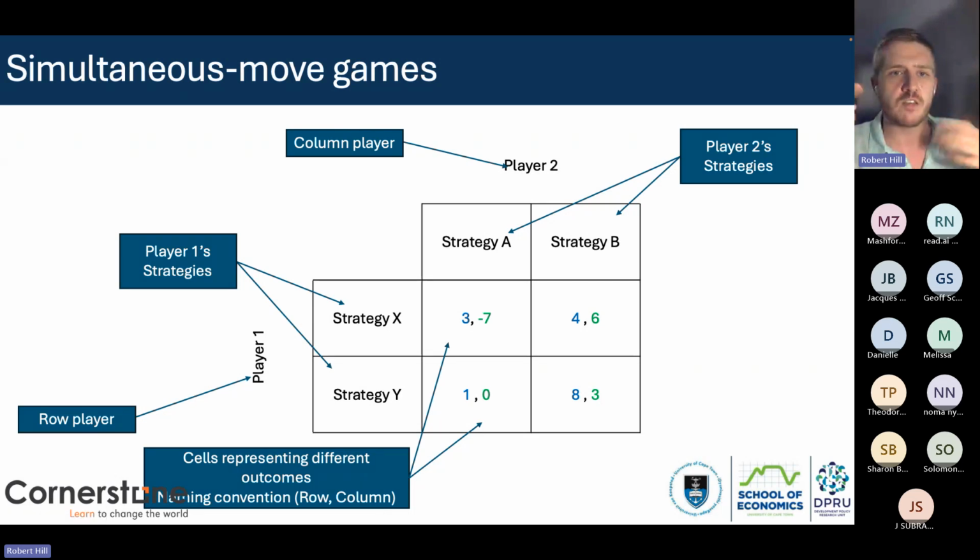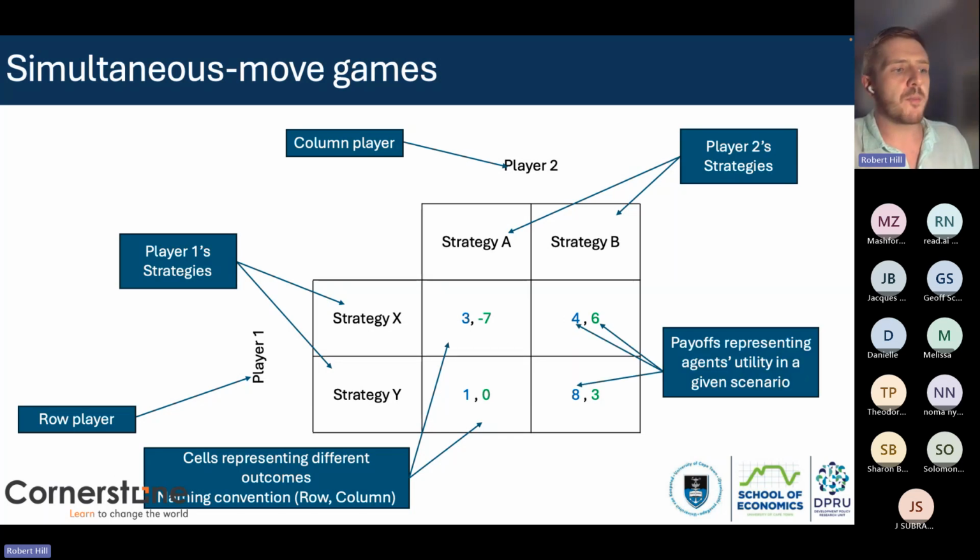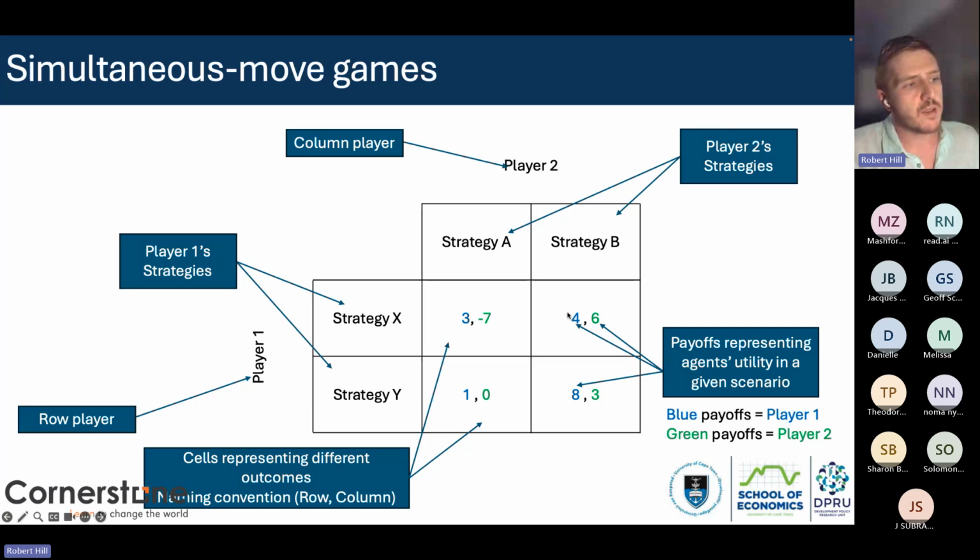So it's like labeling an Excel spreadsheet in a way, right? And then the numbers in the cells are the payoffs that represent agents' utility, so represent their happiness in each scenario. So if player 1 plays strategy X and player 2 plays strategy B, then we say the blue payoff, or the first payoff in the cell, will represent player 1's utility, and the second payoff in the cell will represent player 2's utility. So in this particular scenario, player 1 will get a payoff of 4 and player 2 will get a payoff of 6.